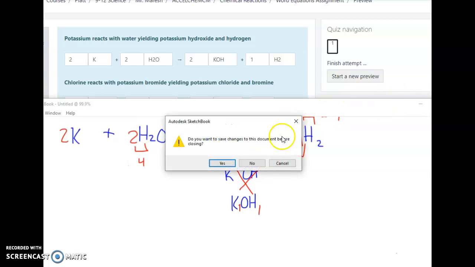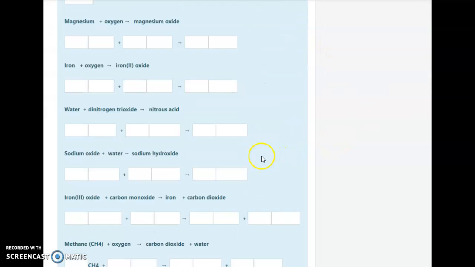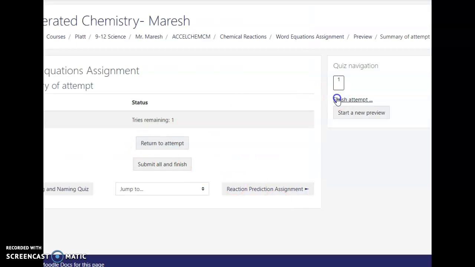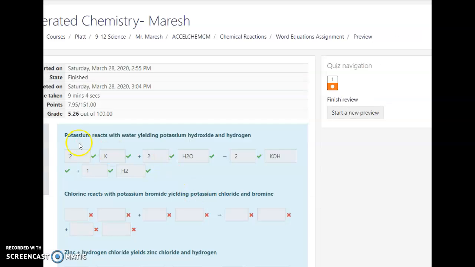So when you are done, cancel, minimize. When you're done, I'm not doing all of them. We're going to finish the attempt. Finish my attempt. And it tells me that I got them all right. So, go me. That's how you do it.